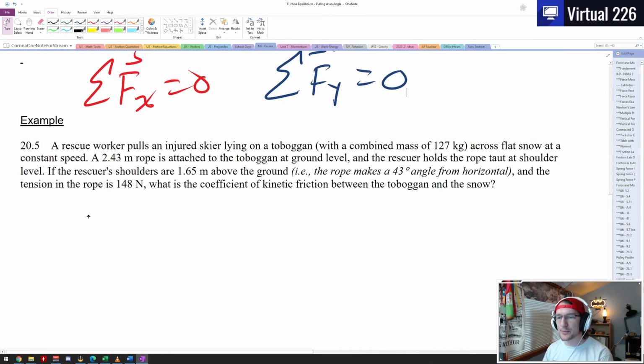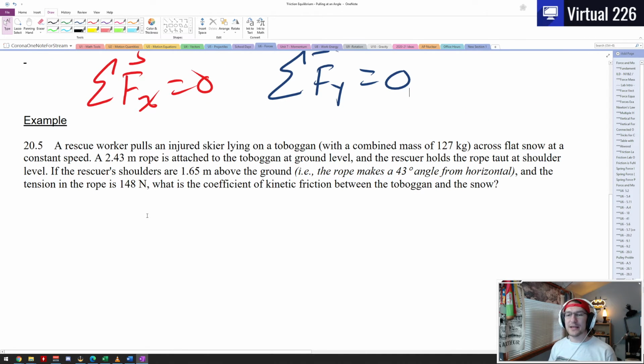So in this example problem, what we have is a rescue worker, a ski patrolman or woman, pulling an injured skier lying on a toboggan. Now, if you've ever been to a ski resort, maybe it's a nice weekend, ski patrol are often on the mountains either doing training or taking dogs out to train them. But if you're unfortunate enough, you will see them rescue people from the mountainside. And they have these nice bright orange, kind of neon toboggans that they lay people on.